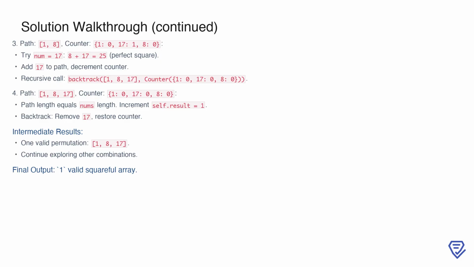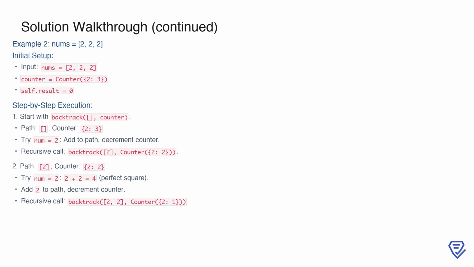valid Squareful array. In the second example, the input array is nums = [2, 2, 2]. The counter now reflects that all elements are the same, with counter {2: 3}. We reset self.result to 0. Starting with an empty path and the counter, we try adding the number 2 to the path, decrementing its count. This leads to a recursive call with the path [2] and counter updated to {2: 2}.